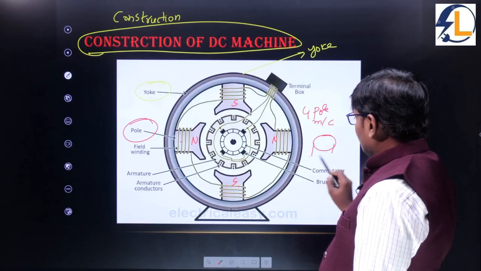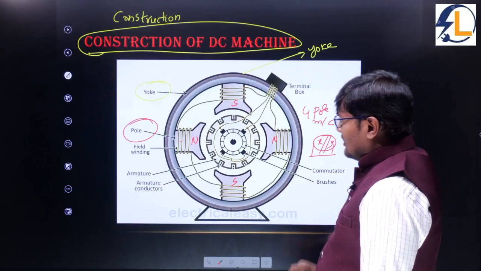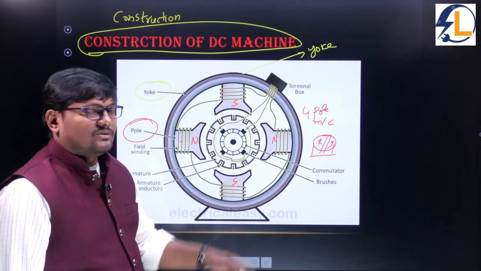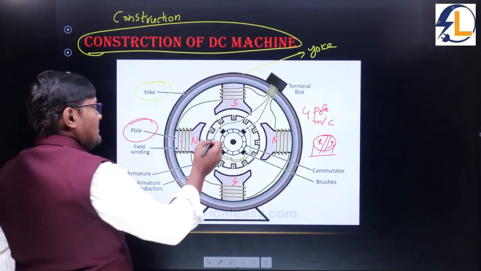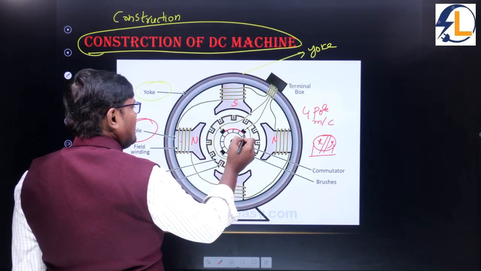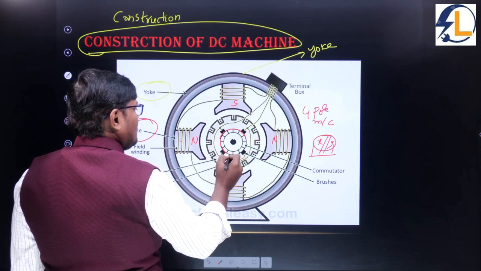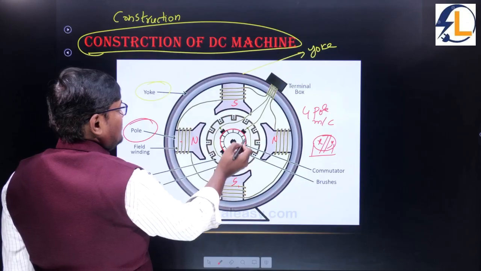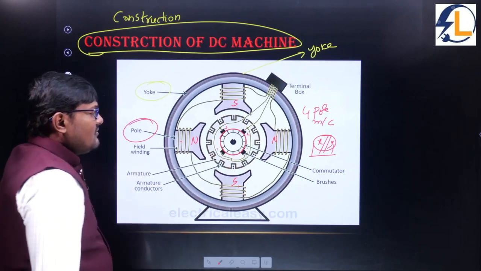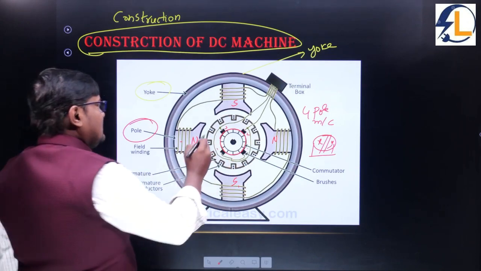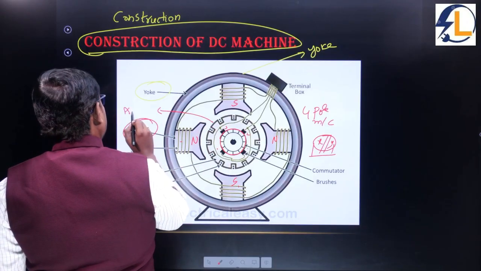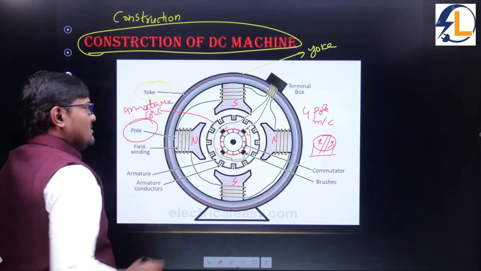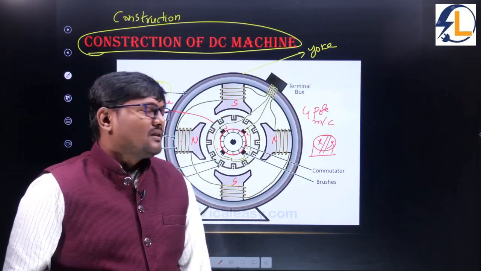This is called the commutator segments. As we already discussed, this is commutator segment X and commutator segment Y. The conductors are fixed to commutator segment X and the conductors are fixed to commutator segment Y. This part is called the commutator, and the outer parts are the brushes; here we have 4 brushes. And this is called the armature core, and the armature core's outer periphery is slotted.